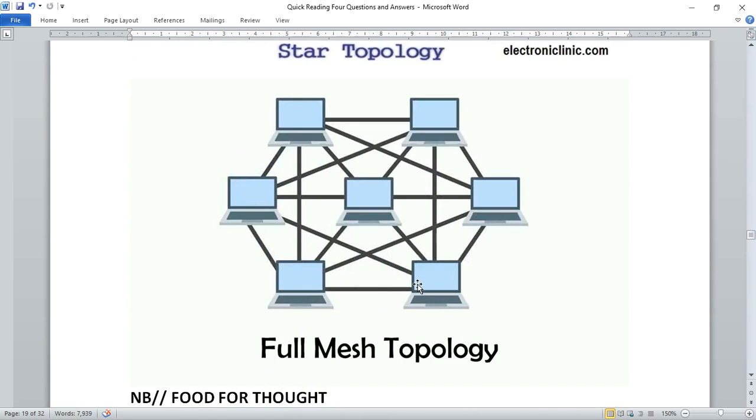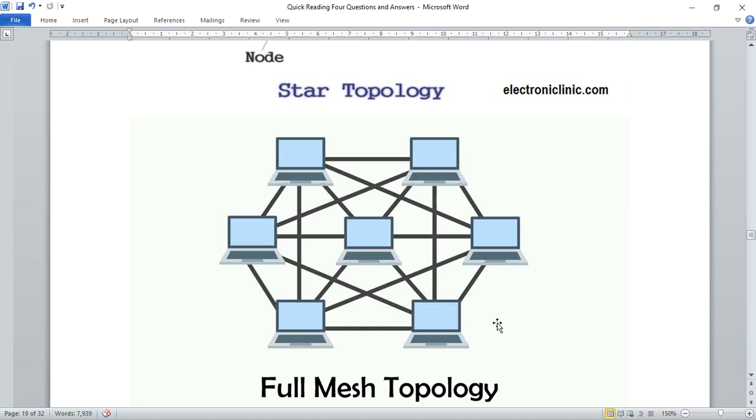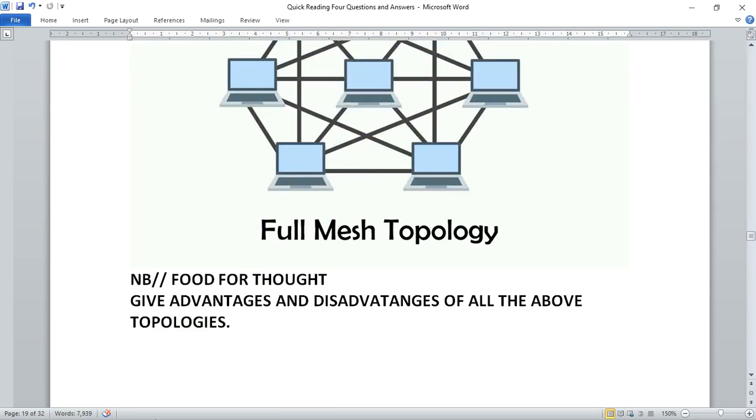Then we have the mesh, the full mesh topology. You can see I have really acknowledged where I got these photos. You can see the websites. So we have the mesh. You can see these computers. Each machine is connected to each other.